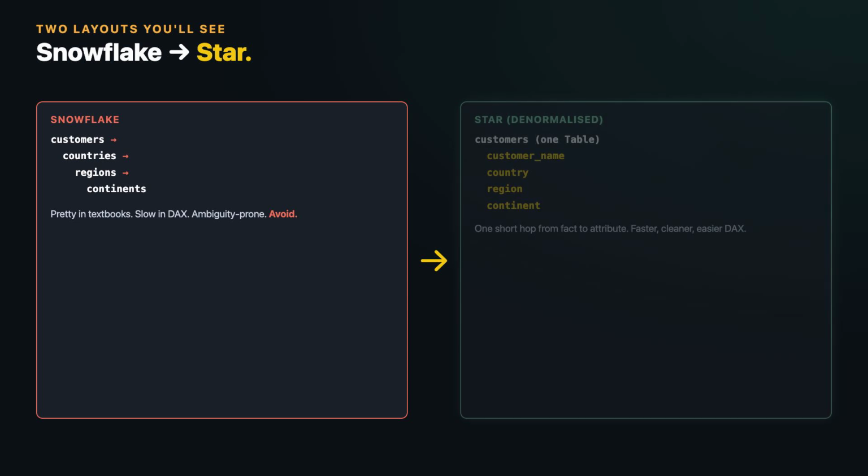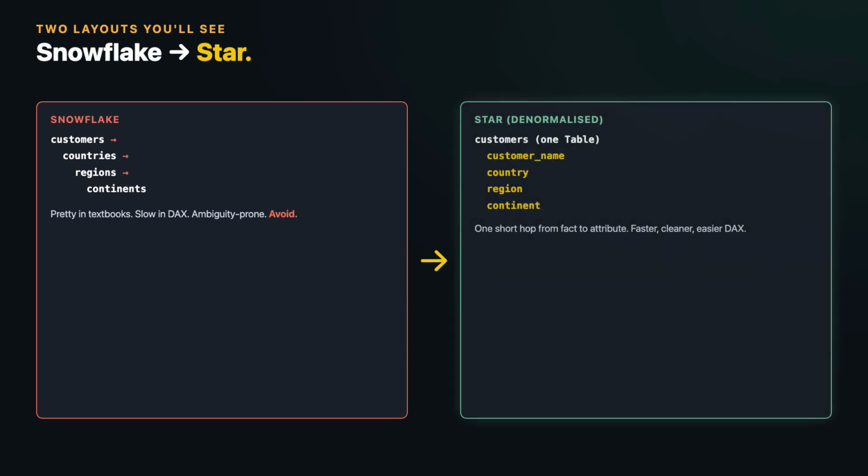A star is the opposite. One customer table that carries customer name, country, region, and continent, all on the same row. One short hop from fact to attribute. No chain to traverse. The Power BI rule is simple. Denormalize the dimensions.